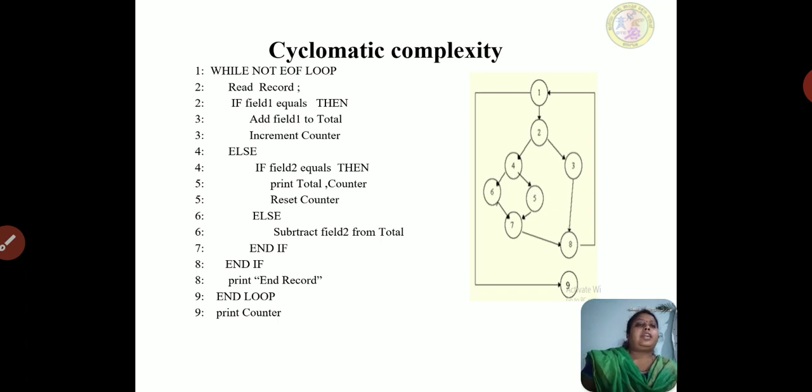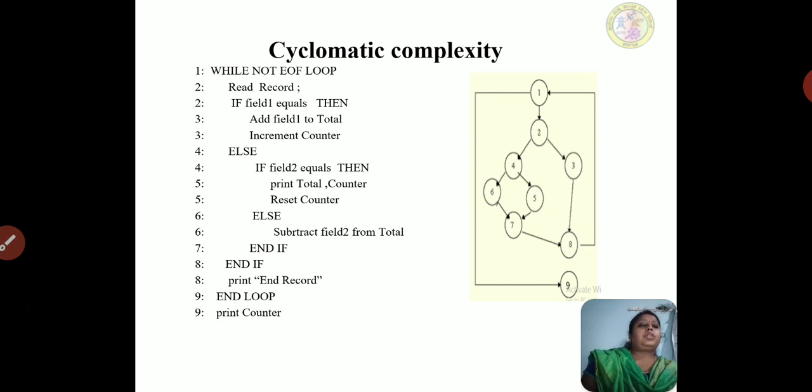In the previous example we just discussed, the field is read and then it has to go through the if condition. If it becomes true, then it has to add field 1 to the total. Then it has to increment the counter. Else, if it is false, it moves to the second field. Then it checks for true or false. If it is true, then print the total.